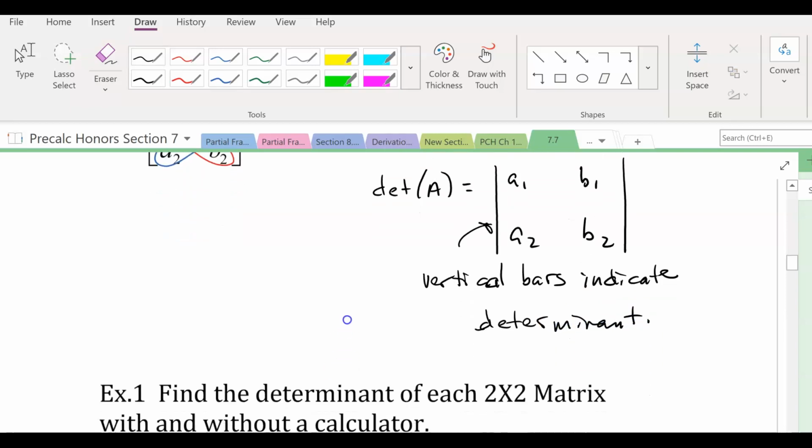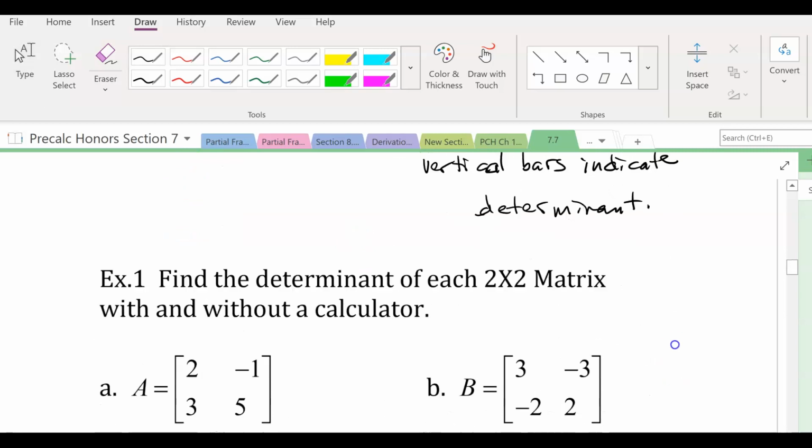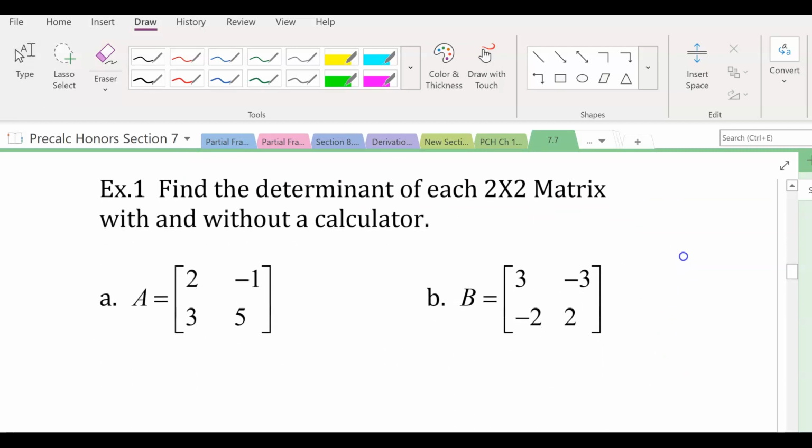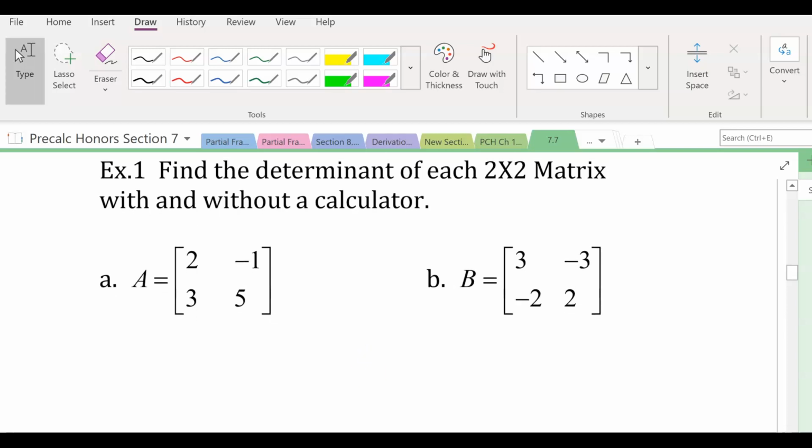Okay, so let's take a look at an example. Find the determinant of each 2 by 2 matrix. So I will expect you to know how to do this without a calculator. Again, I won't have you do anything larger than a 3 by 3. You'll see that a 3 by 3 is a little bit more labor intensive.